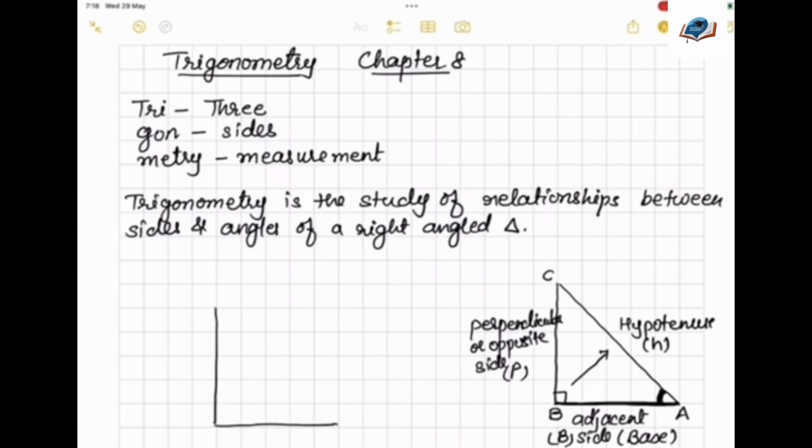Now let us see the same relation for angle C also. So ABC, angle B is 90, so opposite side will be my hypotenuse, and now BC will be my adjacent side and AB will be my perpendicular or opposite side.